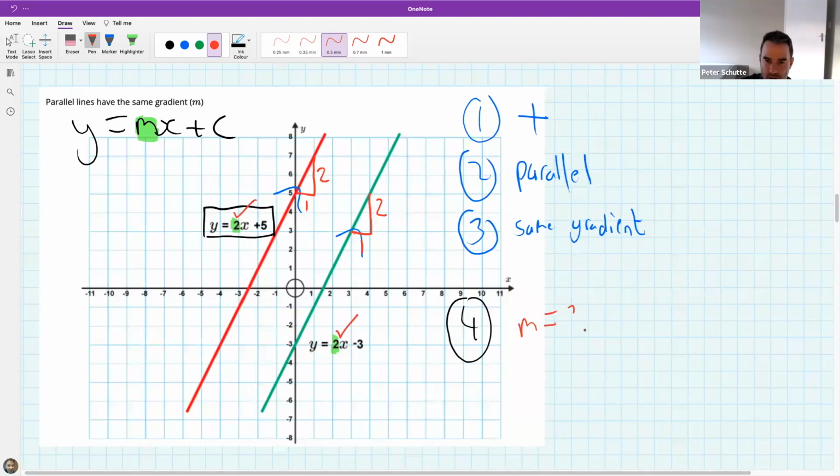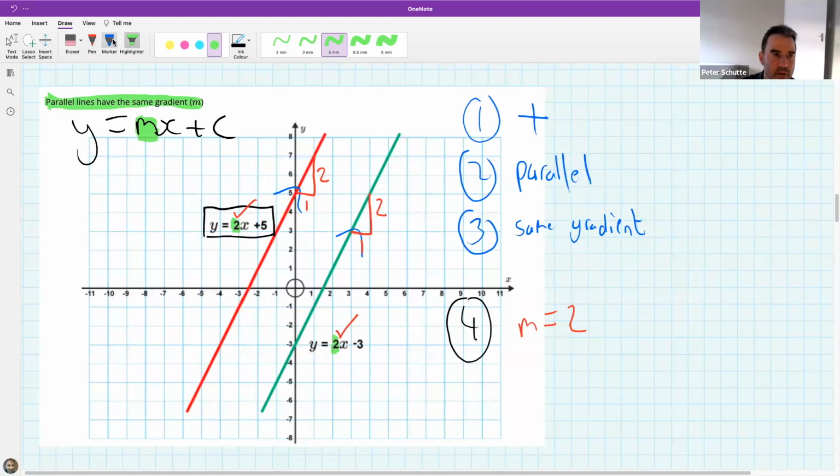And so these two lines are parallel. And whenever we know two lines are parallel, we actually know they have the same gradient. And so that's something that we're going to use going forward today in a question. Give me a thumbs up if you understand that basic fact. If you understand that parallel lines have the same gradient, give me a thumbs down if you're unclear about that.